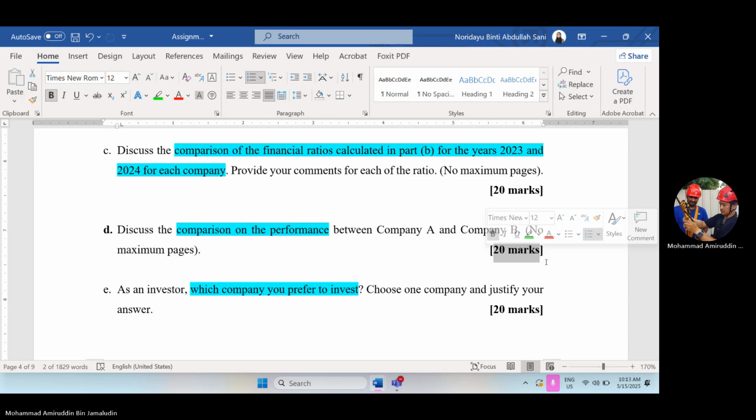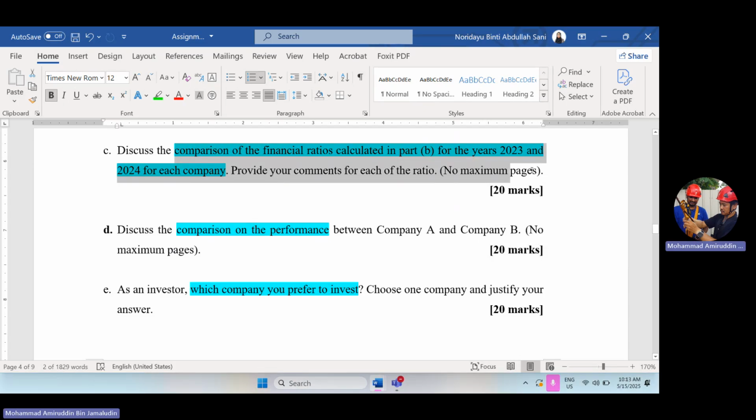And this one, I think it might involve a lot of pages. But please, for your level, one ratio, one company, half a page is enough. That's a lot already. Half a page is enough. If you give me one page for one ratio for one company, oh my God.